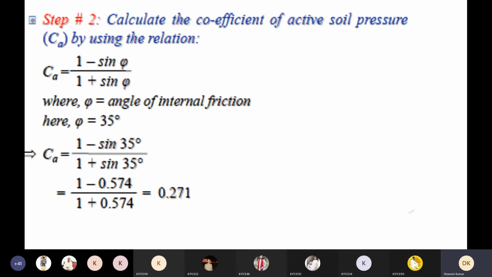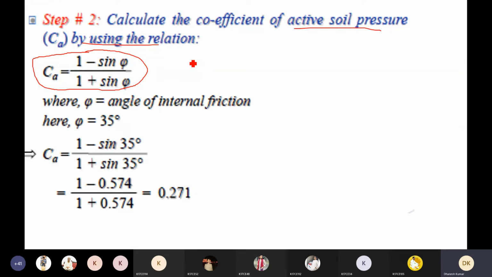Now in our second step we have to repeat our analysis steps, which is to calculate the coefficient of active soil pressure Ca by using the relationship. Now we are calculating our active soil pressure. We are not calculating our passive soil pressure, because the problem says you have to ignore the passive pressure.